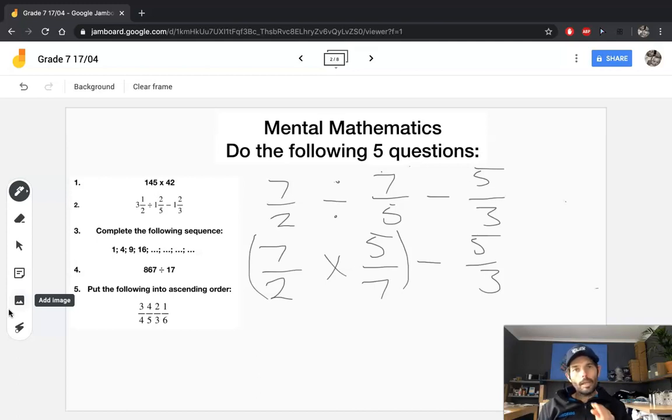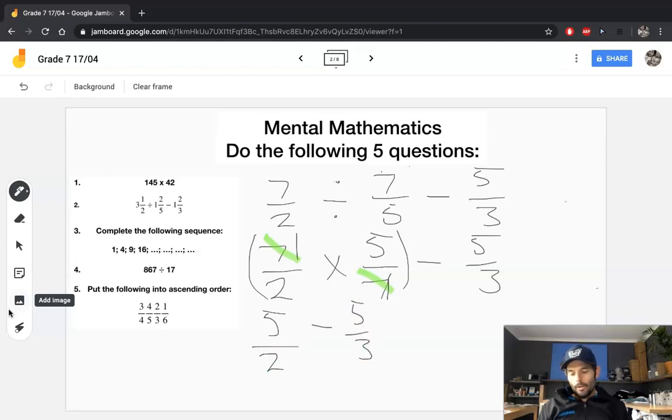Okay, or I can simplify diagonally. So I can see, okay, hang on, 7 can cancel out with 7. All right, and now we'll have 1 at the top and 1 at the denominator there. So now I've got 1 times 5 is 5, and 2 times 1 is 2, and I need to subtract 5 over 3.